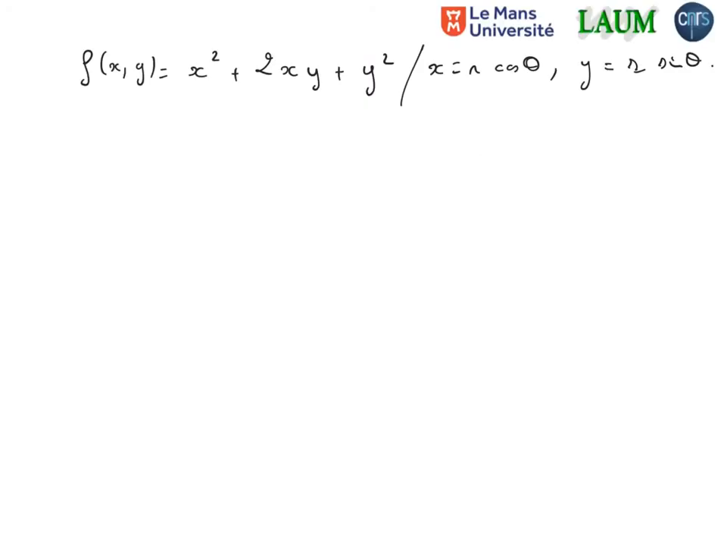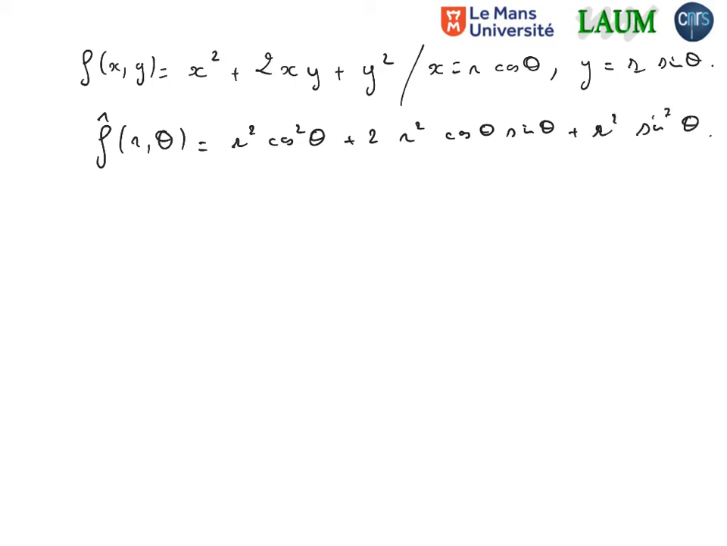So for the first method, we just have to replace x and y in the expression of f. So we find that f of r and theta, I put a tilde here just to say that this is a function with respect to r and theta. So this is x squared, so this is r squared cosine squared of theta, plus 2xy, I still have r squared cosine theta sine theta, plus r squared sine squared of theta. We can see that we have cosine squared plus sine squared, so this is r squared times 1.